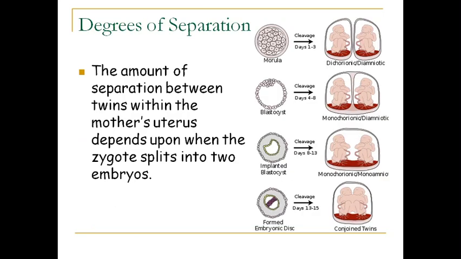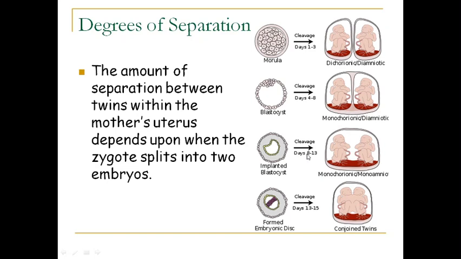So how separate the twins are while they're developing is going to depend upon when the zygote splits into two different embryos. So inside, when the babies are developing, there are these two little sacs that they are going to be inside of. There's the chorionic sac and the amniotic sac. If the zygote splits into two embryos very early, around 1 to 3 days after conception, then the babies will have each their own little sac. If they split 4 to 8 days after conception, then they will share the chorionic sac, so hence monochorionic, and then they will have their own amniotic sac.